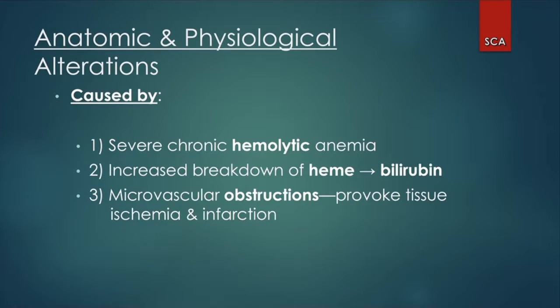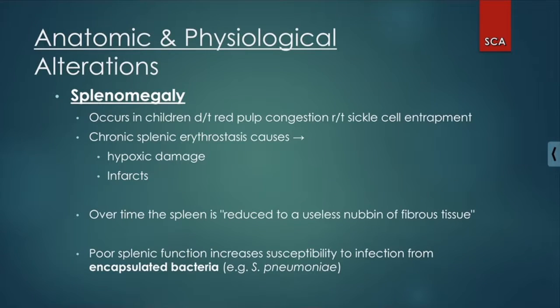So the anatomic and physiological alterations that this disease causes are severe chronic hemolytic anemia, increased breakdown of heme, which leads to bilirubin buildup, and then you have microvascular obstructions, which provoke tissue ischemia and infarction. Many of these sicklers, as they're known, end up with splenomegaly, which occurs mainly in children and is due to red pulp congestion related to sickle cell entrapment. It causes erythrostasis, hypoxic damage, and infarcts in the spleen. Over time, the spleen is reduced to a useless nubbin of fibrous tissue.